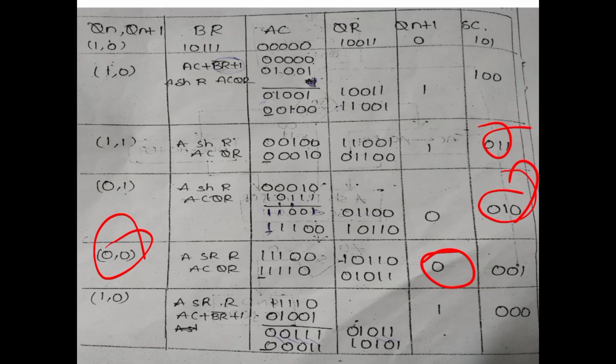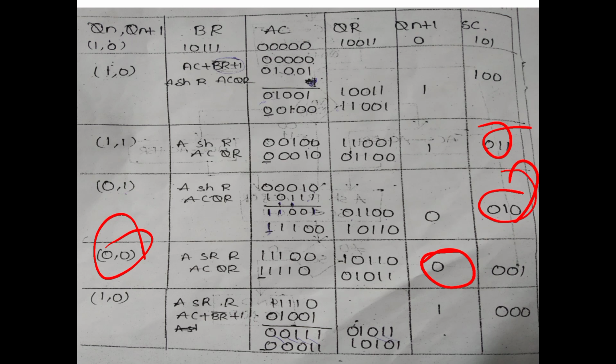So after performing this, AC in the sense of 11110. What is BR bar plus 1 in the sense? 01001, right? So to add these two: 0 and 1 is 1, 1 and 1 is 0 with carry 1, and so on. Finally, after performing the addition of AC and BR bar plus 1, what is the AC value? It is 00111. And the QR value is 01011.